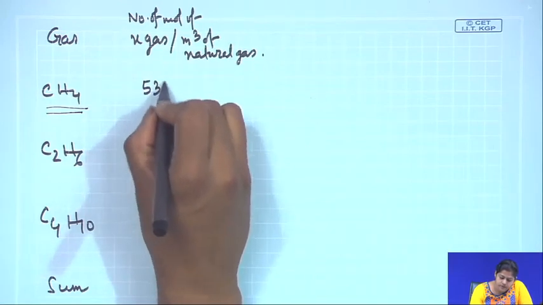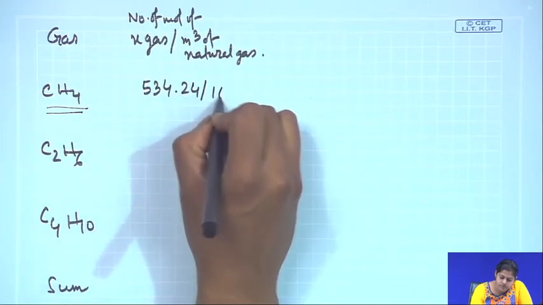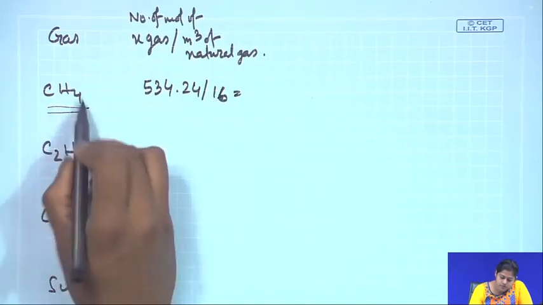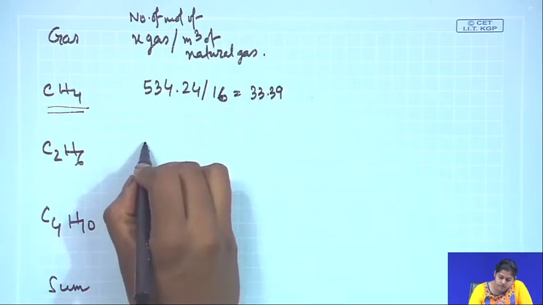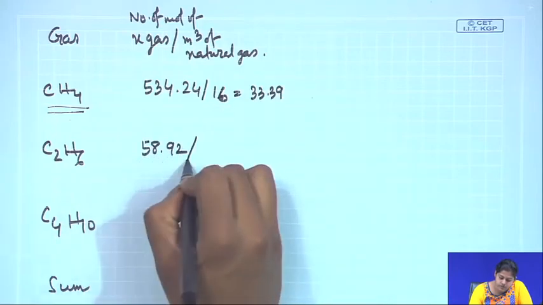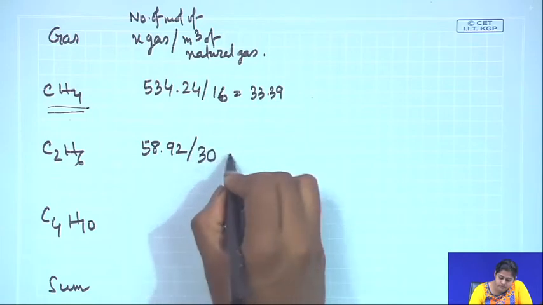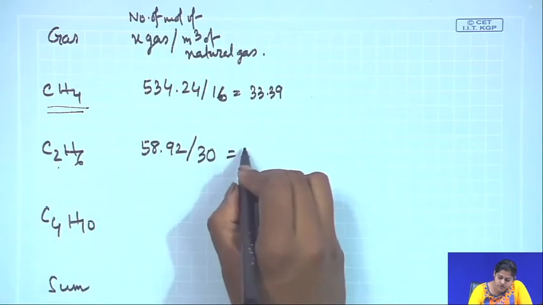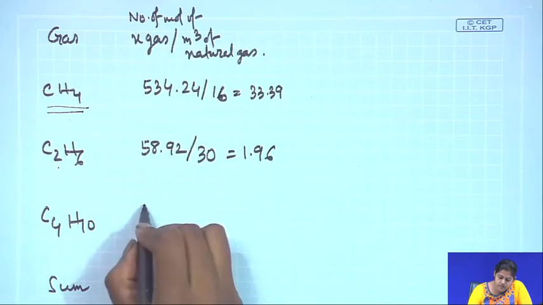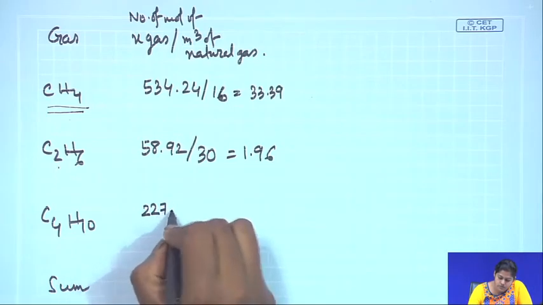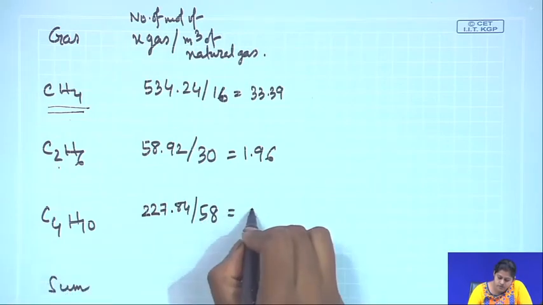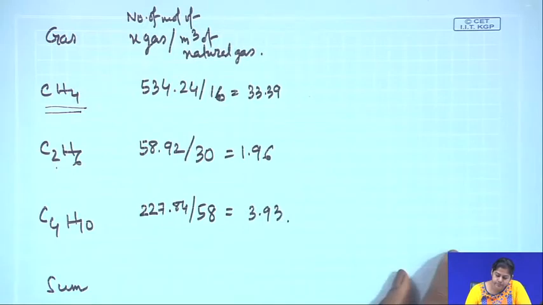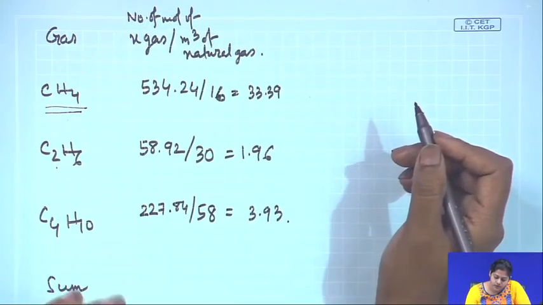So, this will be 534.24 divided by 16. 16 is the molar mass of this compound. So, this will be 33.39. Here it is 58.92 divided by 30. This is the molar mass of ethane. So, this will be 1.96, and in the third case this will be 227.84 divided by 58. 58 is the molar mass of butane. So, this is 3.93.